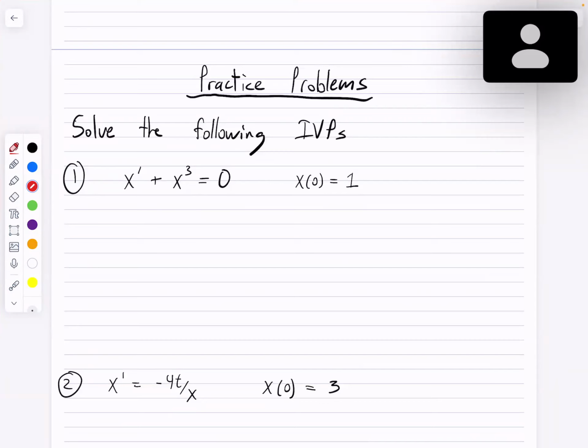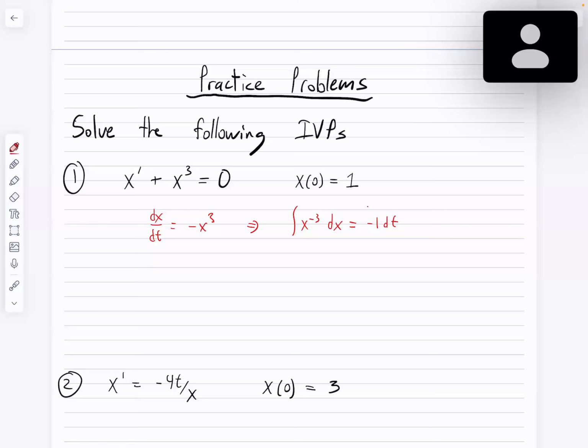So first thing you do is you need to classify what's going on here. As it is written, we've got x prime plus x cubed equals 0. And it seems like, oh, I've got an x to the third power, so maybe Bernoulli. But then I'm like, wait a second. If I move this over to the other side and write this as dx dt equals negative x cubed, then I realize that this is actually just separable. So this is separable, and so I can write this as x to the negative third dx equals negative 1 dt.